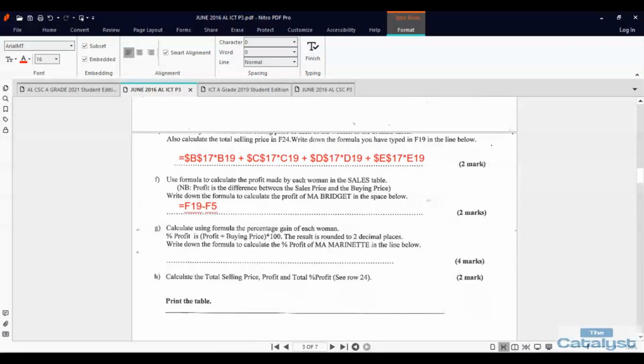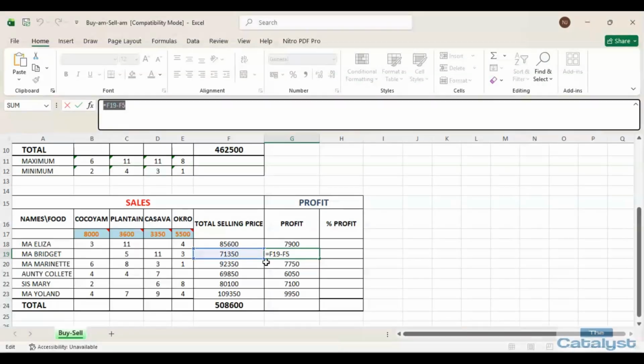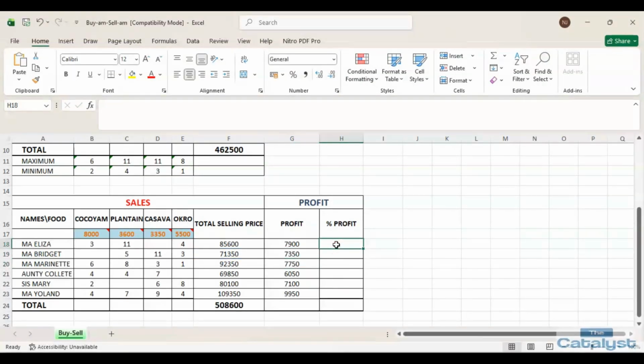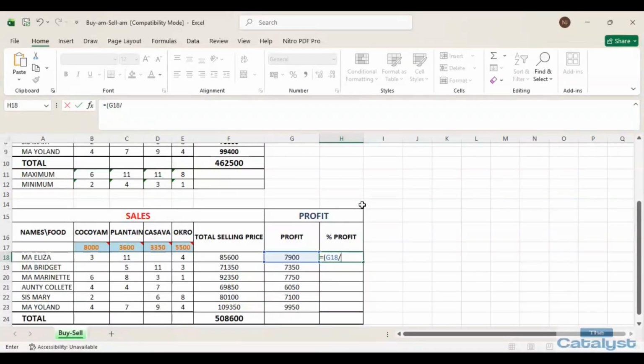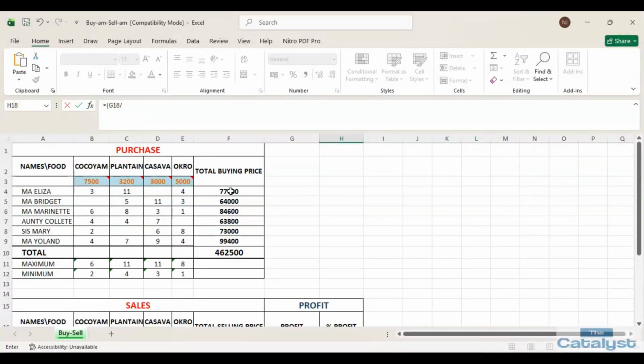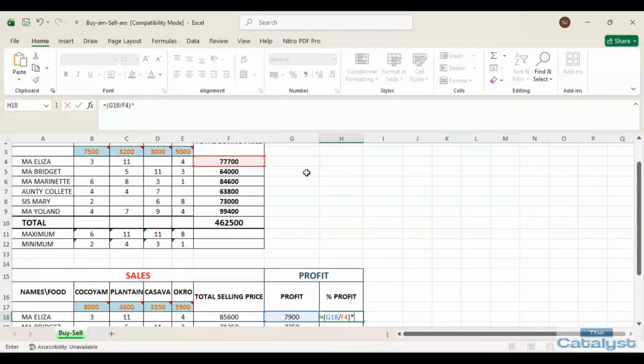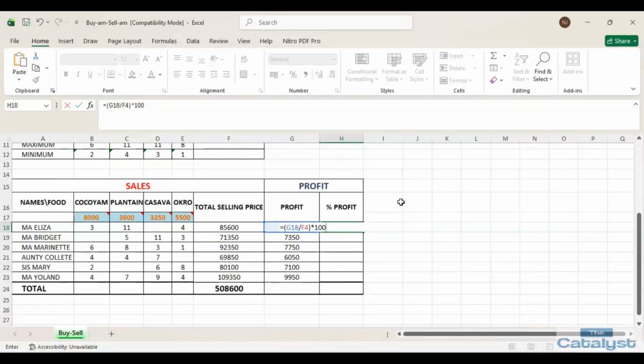Now calculate using formula the percentage gain of each woman. Percentage profit is profit divided by buying price times 100, and the result is supposed to be rounded to two decimal places. Okay, that's fine. First of all, calculate the percentage profit. They said it is profit divided by cost price. This is the cost price. All of that times 100. Okay, so that's the percentage profit.